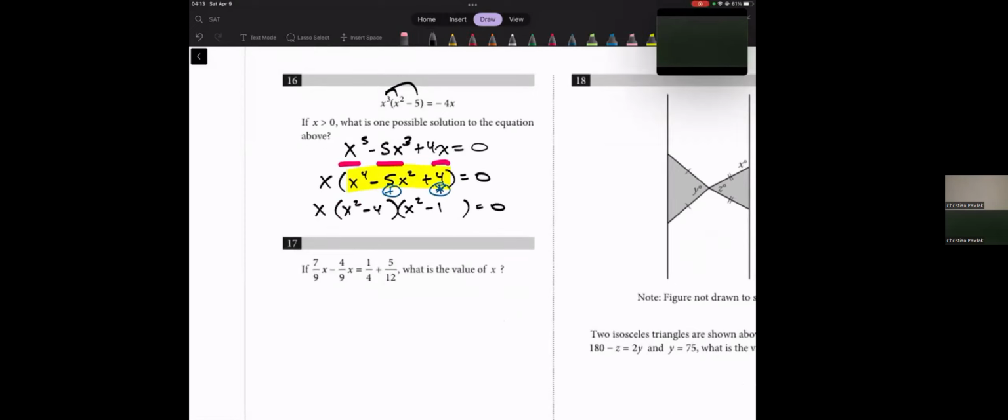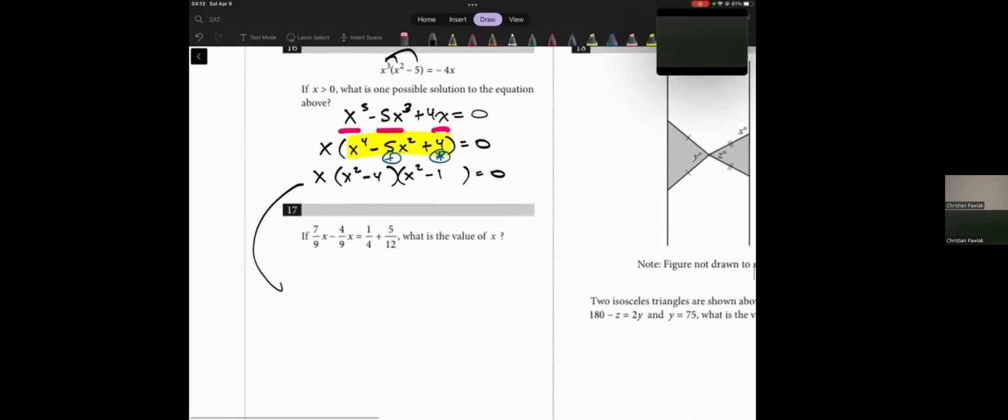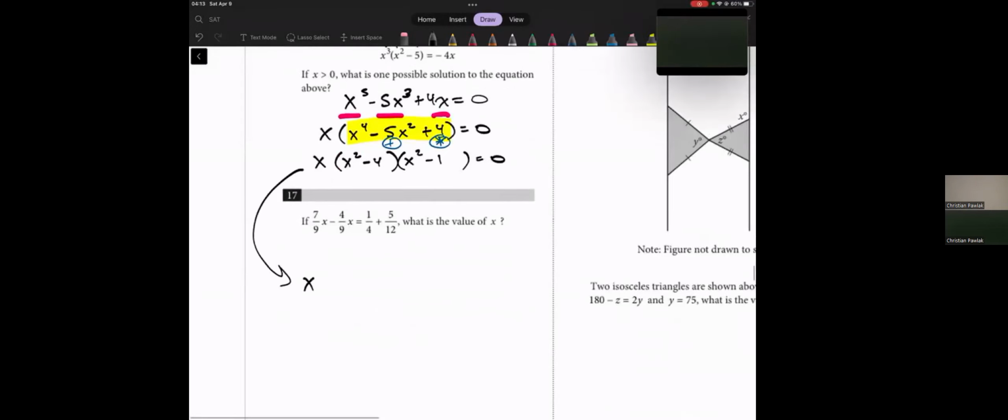And then I can set each of these equal to 0. I'm just going to use the space below this to finish this problem. I can say x is equal to 0. I could say x squared minus 4 is equal to 0. Then I could say x squared minus 1 is equal to 0. Now, I can't use x equals 0 because it strictly says x has to be bigger than 0. So I can't use that one.